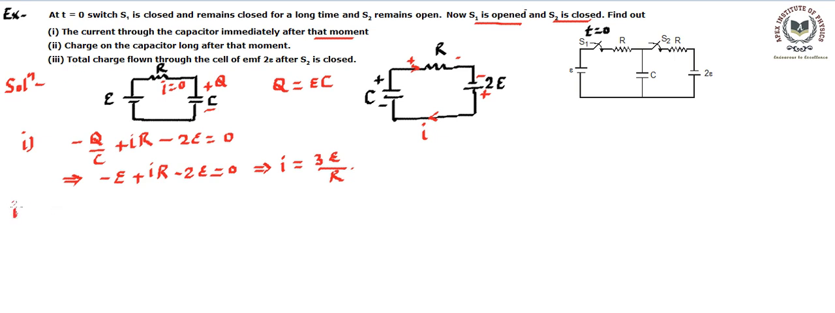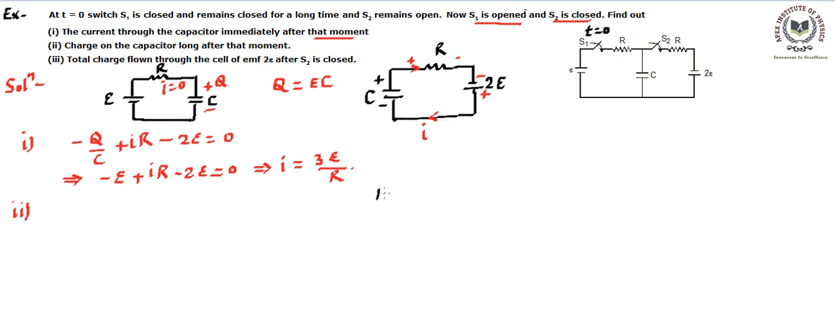The second part is talking about the charge on the capacitor after a long time. Long time after this moment. So after a long time, you will find this capacitor will be charged, because this current is coming here, so this plate will become positive, and this plate will become negative. Let me draw how that capacitor appears after a long time.